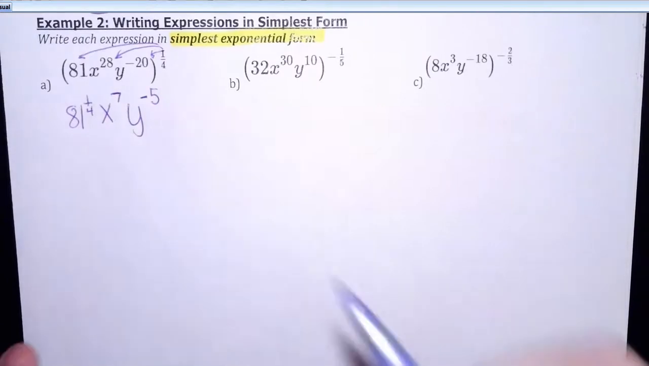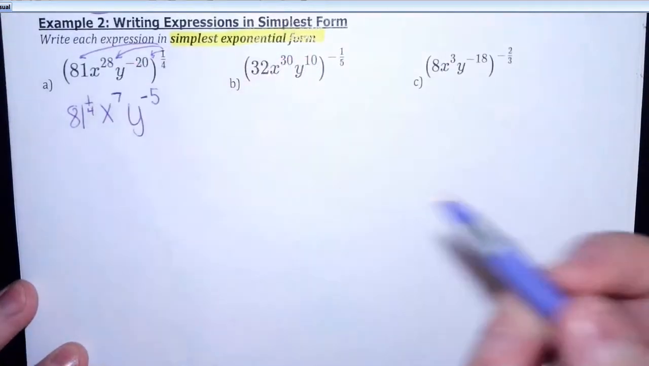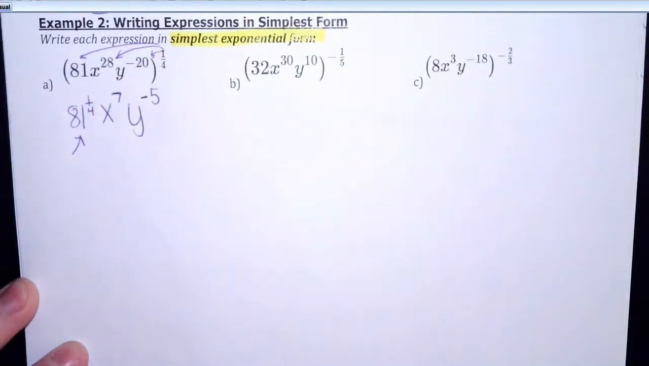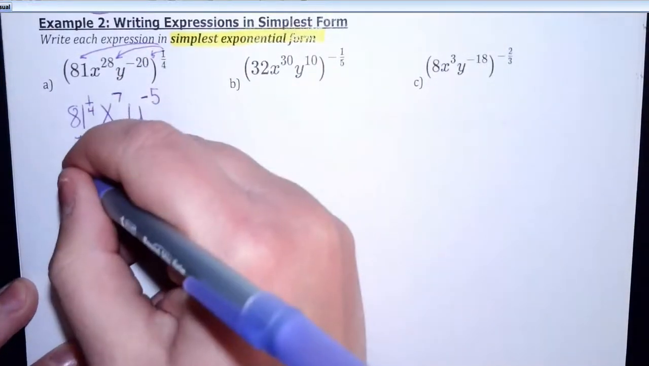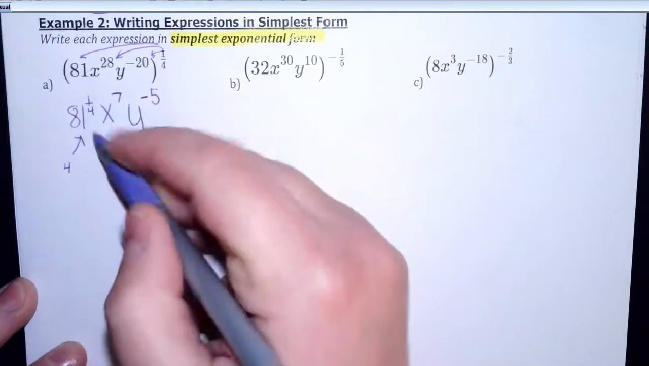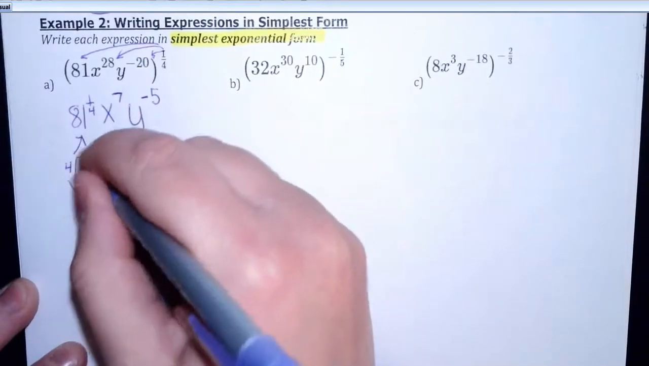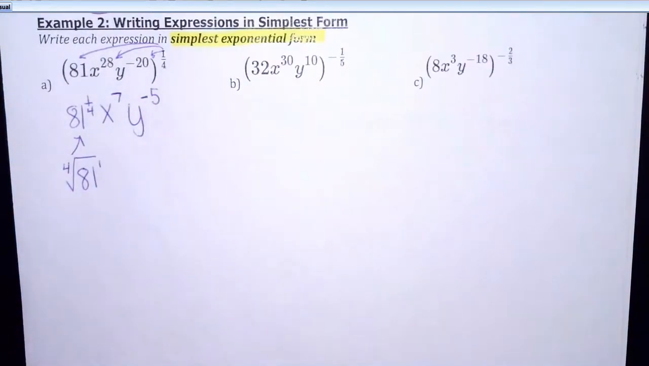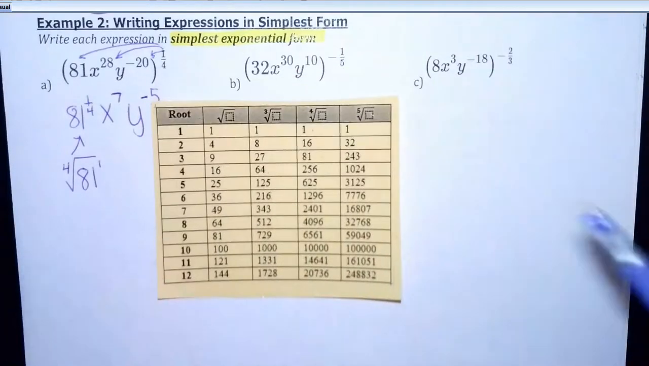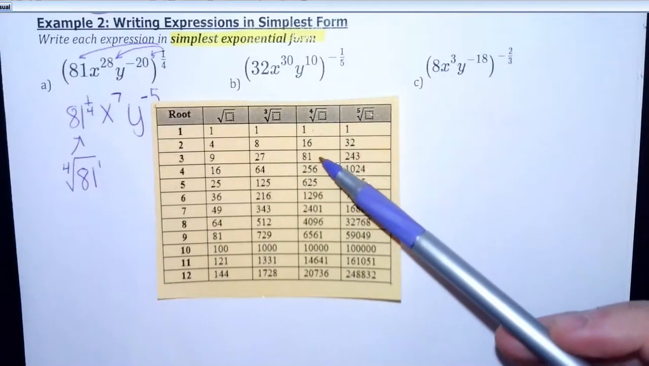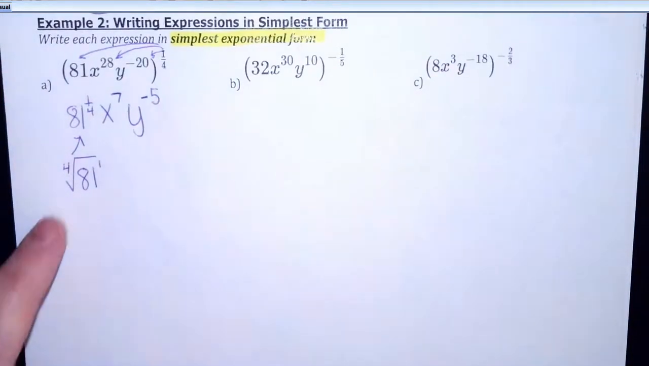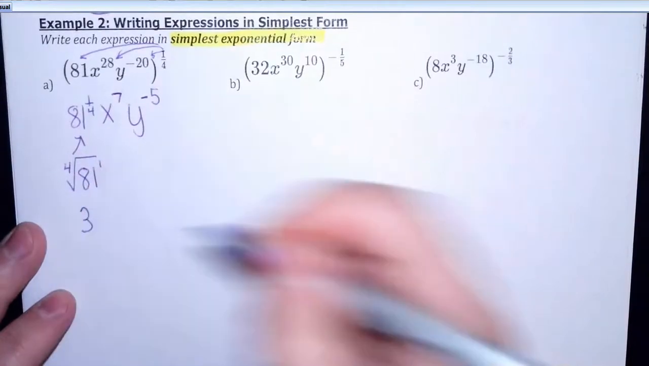Okay, now, there's a couple things I can do here. I'm going to try to simplify that 81 to the 1/4. Now, since I can't use my calculator, let me convert that to radical form real quick. I'm going to do the bottom out. So, 4th root of 81 to the 1st, or just the 4th root of 81. And if you're not familiar with this, if you look at your column that's got the perfect fourths, you'll notice 81 is the 3rd one down. So this is going to be a nice number. This is actually just equal to 3.